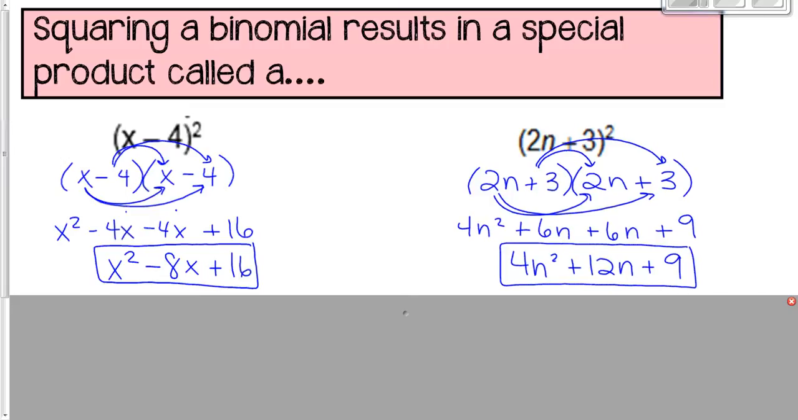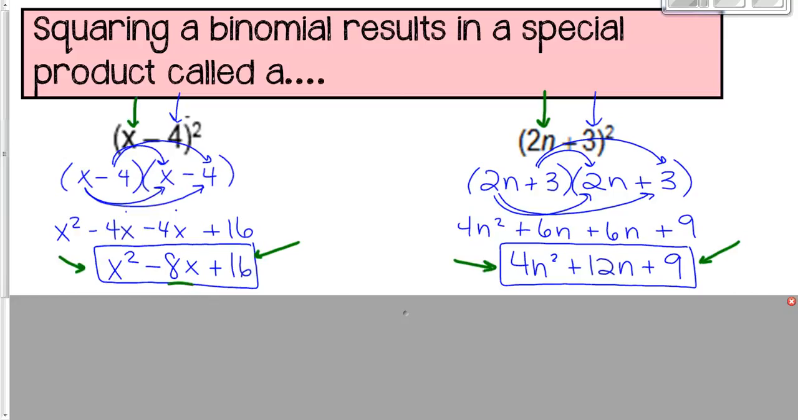Okay? So what we want to do now is pause and see if we noticed any patterns or shortcuts we could take, or ways that these two problems are similar. Because we are squaring it, I'm eventually going to multiply this 4 times itself, and this 3 times itself. You can see that in your answers. 4 times 4 is 16 right there. 3 times 3 is 9 right there. Same with my first term. I'm going to square the 2n, so 2n times 2n is 4n squared. And this x times x is x squared.